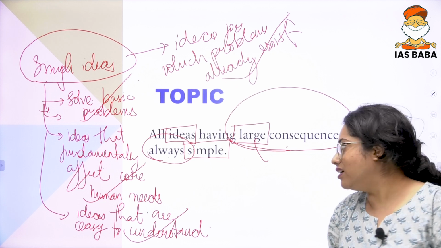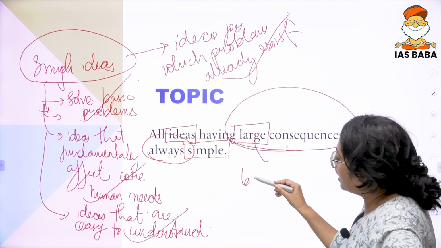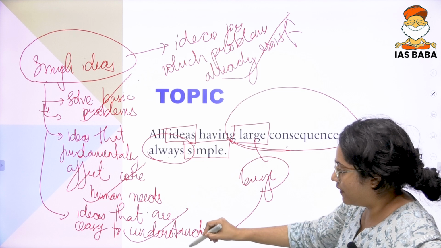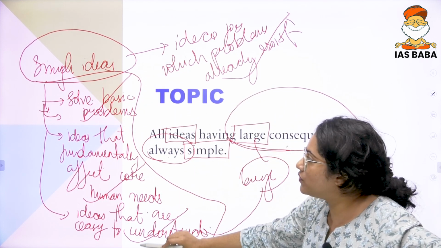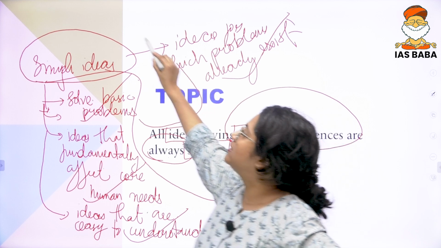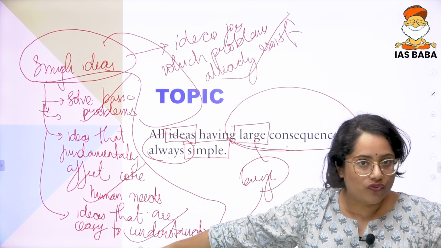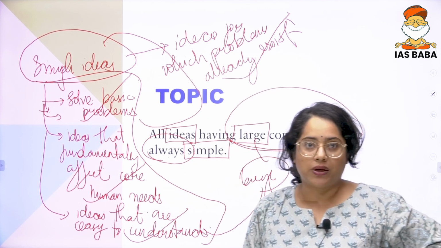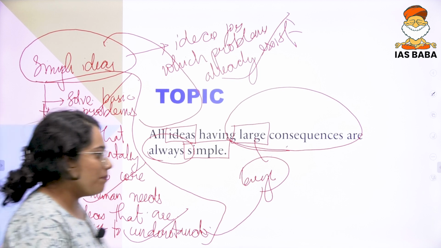Got it. So here, the idea is, it has large consequences because of all of these features, and all of these features are what make it simple. So a simple idea is one which has all of these features, and because it has all of these features, it has large consequences. So this is what you can explore in this particular topic.